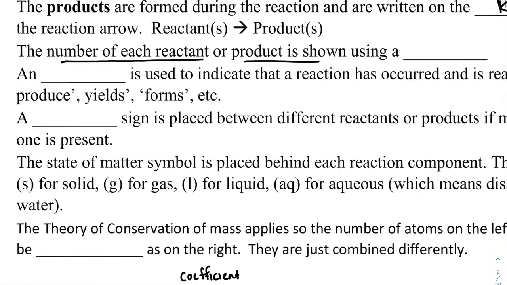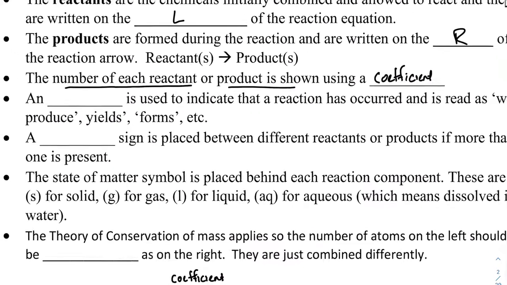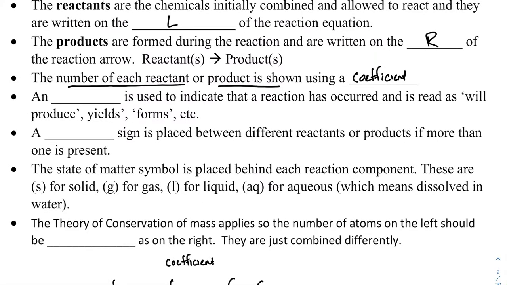So a blank is used to indicate, the number of each reactant or product is shown using a coefficient. And again, that's the big number in front. Coefficient. A blank is used to indicate that a reaction has occurred. If you're reading a reaction out loud to someone, then you would read it as will produce, yields, forms, something like that. So that's the arrow.